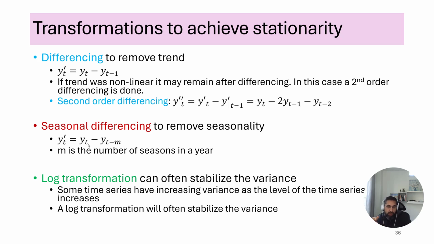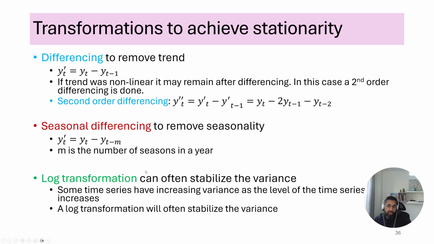So you subtract from each time period; you go back M time periods. M again is the number of periods in a seasonal cycle. So for monthly data, that's 12, so you go back 12 months. For quarterly data, M will be 4, so you go back 4 quarters. So from quarter 1 this year, you subtract quarter 1 last year. So that's differencing with a jump, where M is the number of seasons in a year.